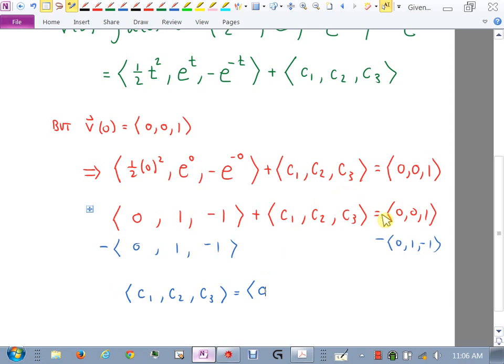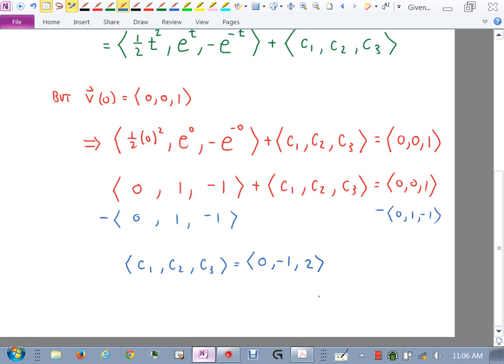0, right? 0 take away 0, and then 0 take away 1, negative 1. And then 1 take away negative 1, which would be 2. So now I know what my constant vector must be in order for it to satisfy that initial condition. So now let's go rewrite the vector function for v with the constant integrated into the function.